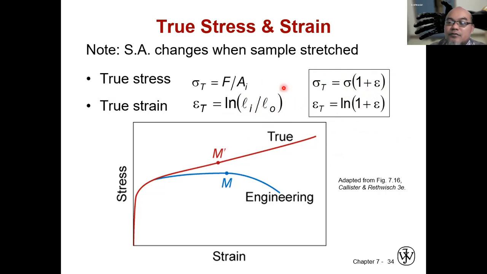The relationship between true strain and the engineering strain is through the natural logarithm: epsilon T equals the natural logarithm of 1 plus epsilon. In engineering, meaning in a real experiment, usually for metal it will look like this, the blue line. But the true strain, as long as it doesn't break, will keep increasing and increasing.